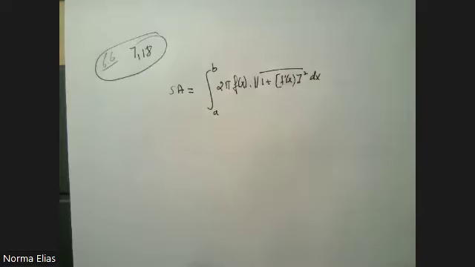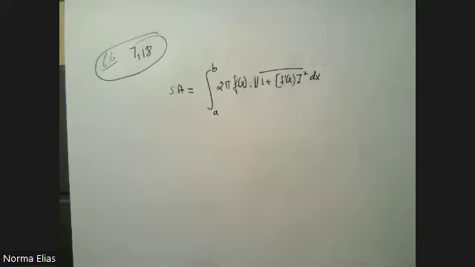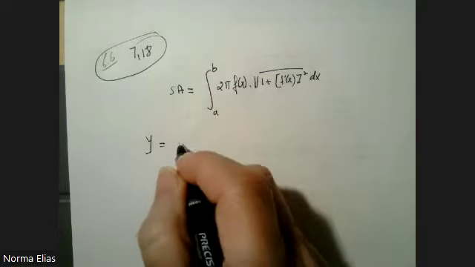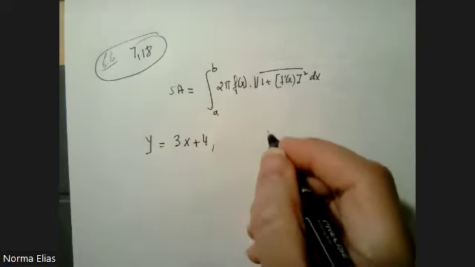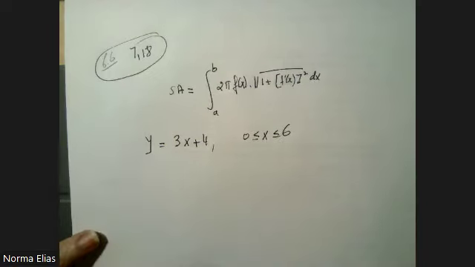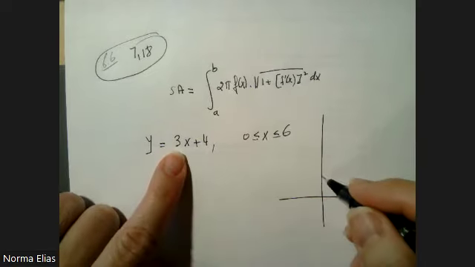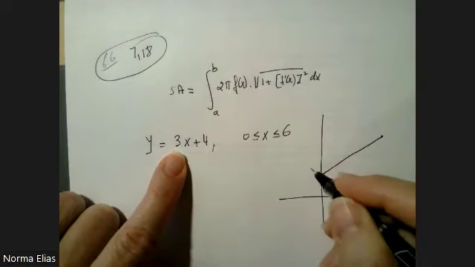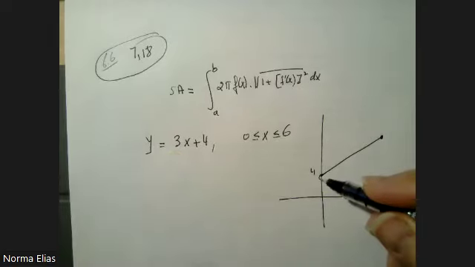Okay, so we look at number 7. We have the following. Find the area of the surface generated when the given curve is revolved about the x-axis. So we have y equals 3x plus 4 and x between 0 and 6. And we're going to rotate this about the x-axis and find the surface area. So let's draw a little bit of the picture. 3x plus 4, that's a straight line starting at 4. So that's my line. And I'm rotating it about the x-axis.